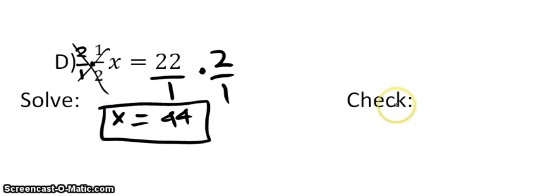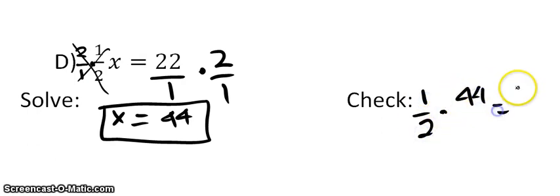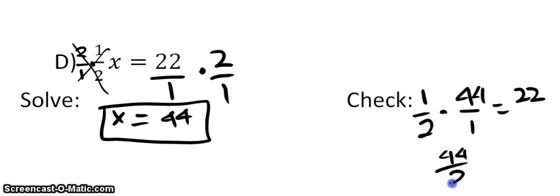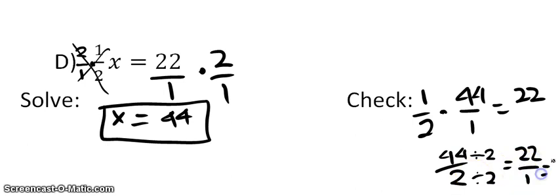To check it, I need to plug in 44 back in for x. So I would take 1/2 times 44 and see if that's equal to 22. Now here's a place where I'd want to turn 44 into a fraction. So that when I multiply these, and I'm going to write my answer down here, I'd get 44 over 2. Now I'm going to simplify that. I'm going to divide the top and the bottom by 2. I know that 44 divided by 2 is 22. 2 divided by 2 is 1. So that's equal to 22. And that was what my original equation was.